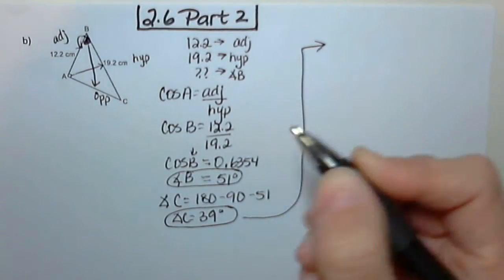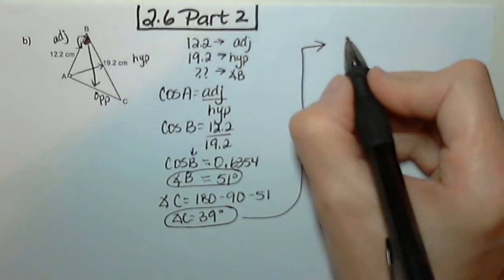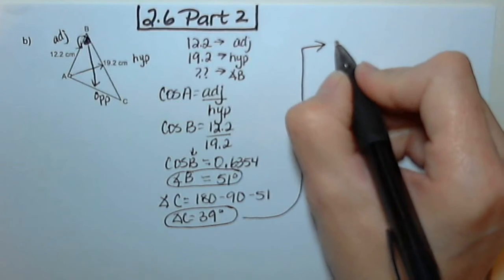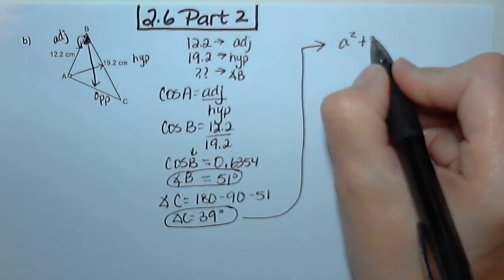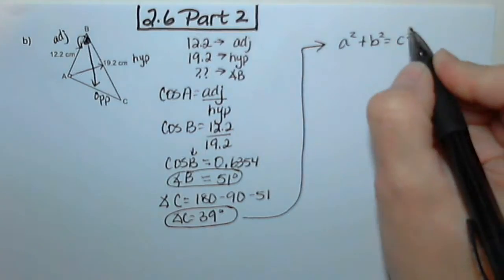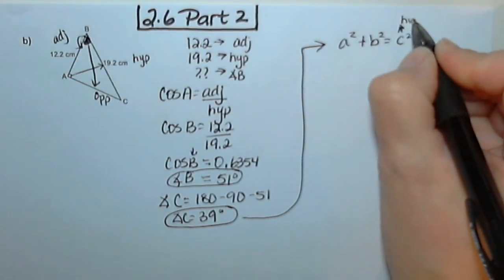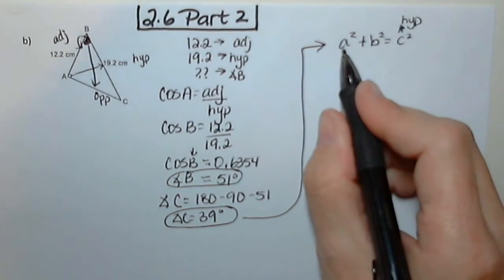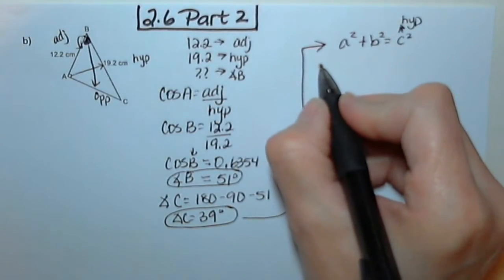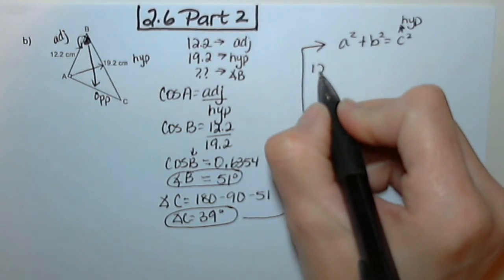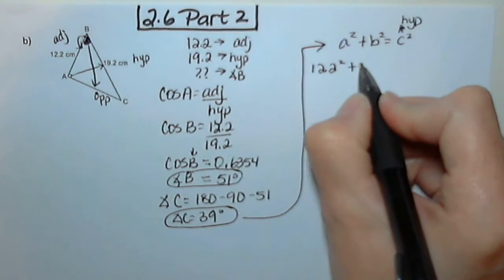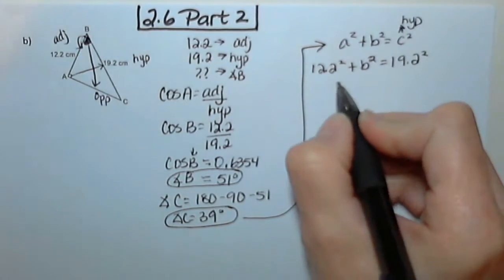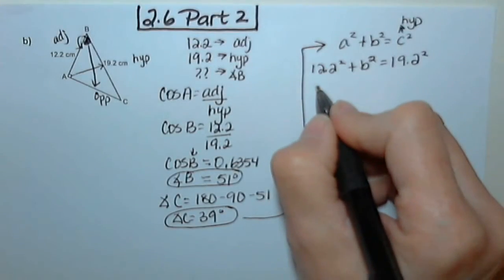Continuing my work up here, I now need to find my third side. My third side is always going to be found using Pythagorean theorem, because that's the easiest way. Pythagorean theorem says that a squared plus b squared equals c squared, and again you want to keep in mind that c always has to be your hypotenuse. A and b are either of the other two sides. I'm going to let a be 12.2, so I'm going to have 12.2 squared plus b squared is equal to 19.2 squared.